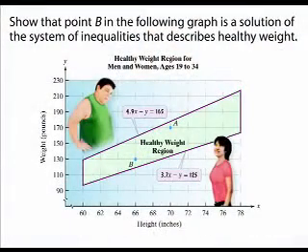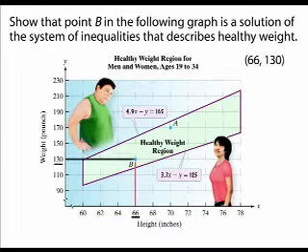The next problem is going to give us a circumstance where we're using inequalities. Here it is. Show that point B in the following graph is a solution of the system of inequalities that describes healthy weight. Well, let's start off by figuring out what the coordinates are for point B. Here, our point B is located at the intersection of a vertical line where the x value is 66 and a y value here of 130.